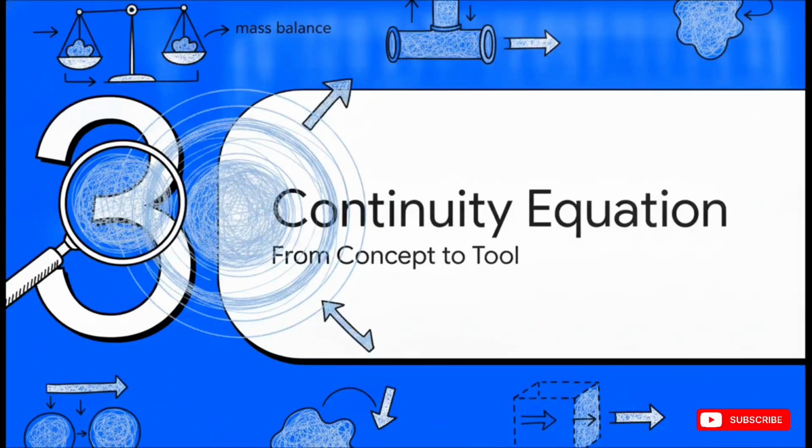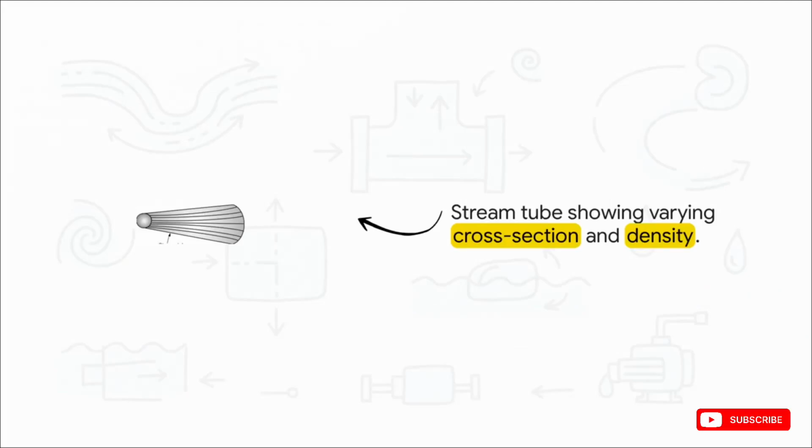Part 3. Deriving the continuity equation. Let's take this concept and turn it into an actual tool. Picture a stream tube where the cross-section changes size. Think of a pipe getting narrower. On the left side, the entrance, the fluid has a specific average velocity, U1, a cross-sectional area, A1, and a density, ρ1. Then, on the right side at the exit, it has a new velocity, U2, a new area, A2, and a new density, ρ2.